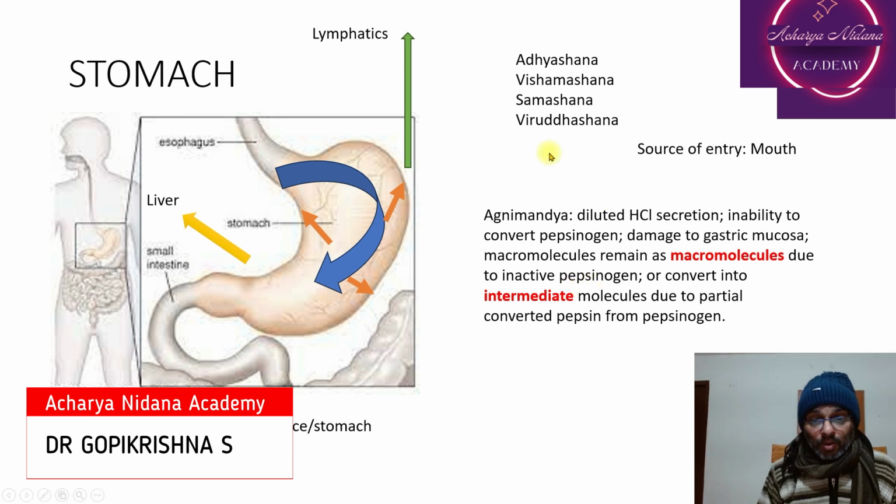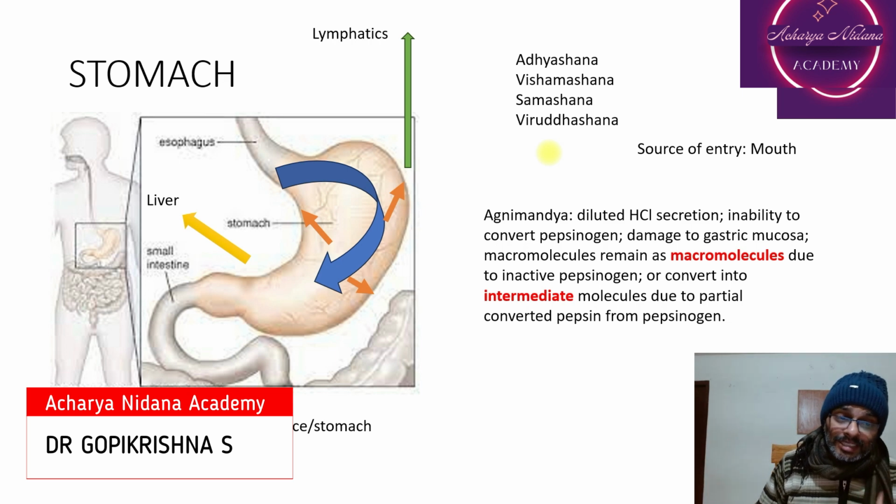And when you think about abnormal diet patterns, where the source of entry is the mouth, they are adhyashana, vishamashana, samashana, viruddhashana, and one more, atyashana. Let us look into adhyashana. In adhyashana, the person consumes food before the digestion of the previously ingested meal.